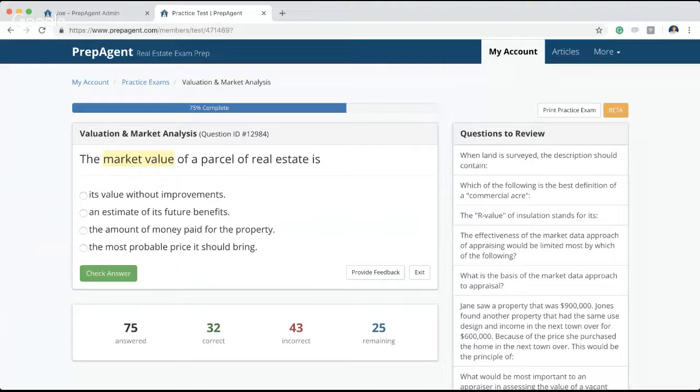The market value of a parcel of real estate is A, its value without improvements. B, an estimate of its future benefits. C, the amount of money paid for the property. Or D, the most probable price it should bring. What do you guys think?